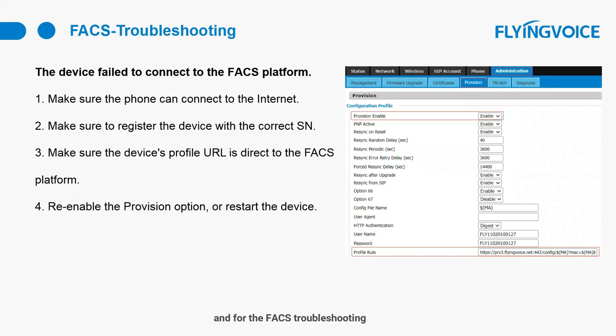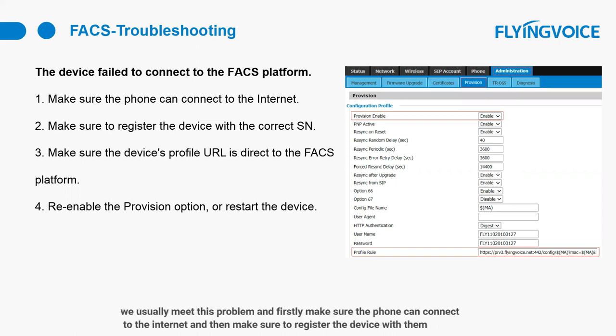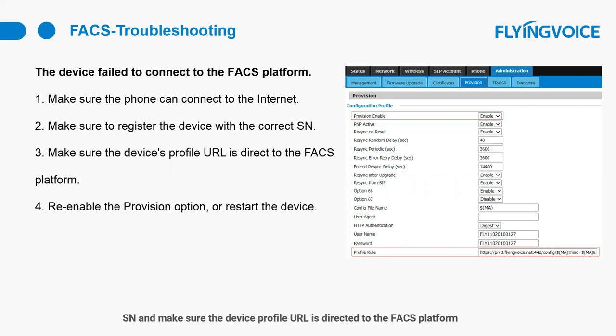And for the FACS troubleshooting, the device failed to connect to the FACS platform. We usually meet this problem. Firstly, make sure the phone can connect to the internet, and then make sure to register the device with the correct SN, and make sure the device profile URL directs to the FACS platform. And you should also re-enable the provision option or restart the device.